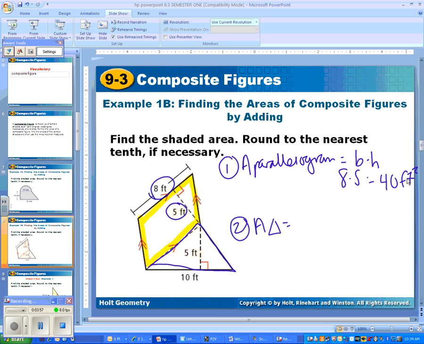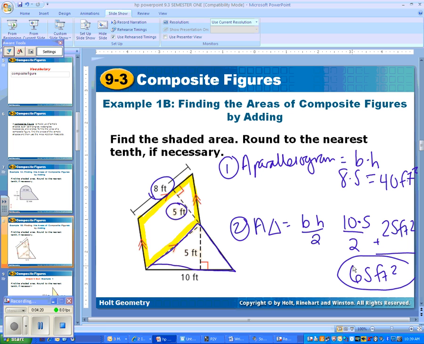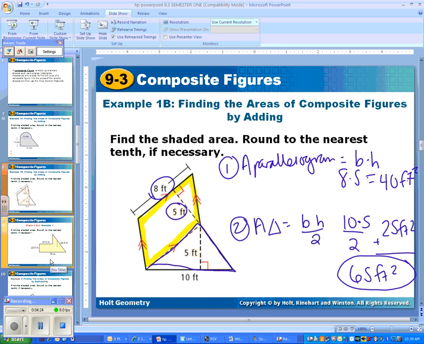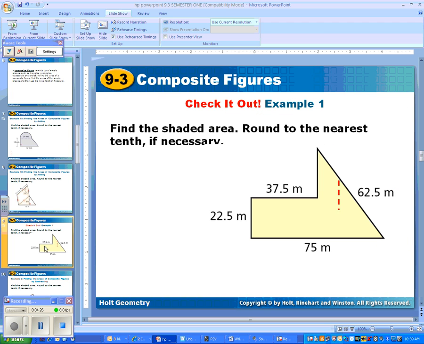That's feet squared. And then for the triangle, you know that the formula is base times height divided by 2. And again, the base and the height are perpendicular, so we have 10 and 5 as our base and our height. Divide that by 2, and we get 25 square feet. And the very last thing you have to do is add up the two areas, and that gets you the area of the composite figure. So 65 square feet. Again, sometimes it's just figuring out what kind of shape it is.